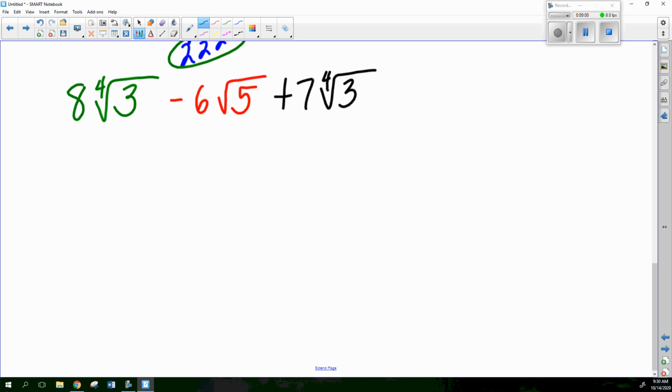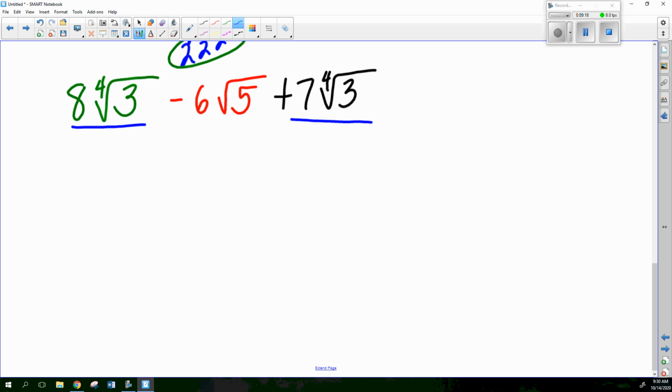Which ones are like terms? The first one and the third one. Because they have the same index and the same stuff under the radical. They have the same radicand.